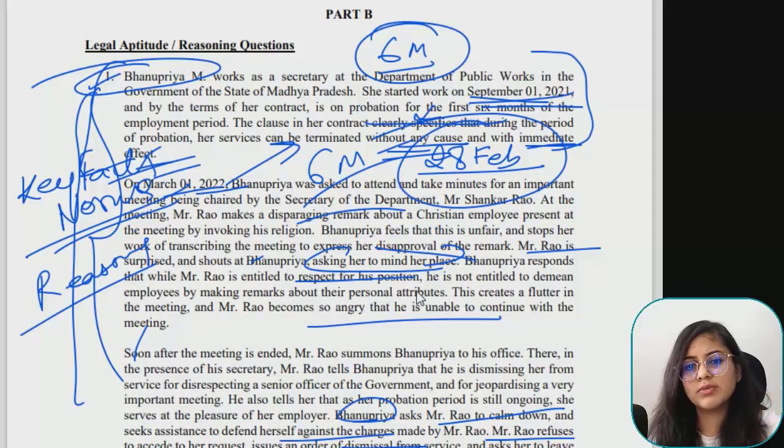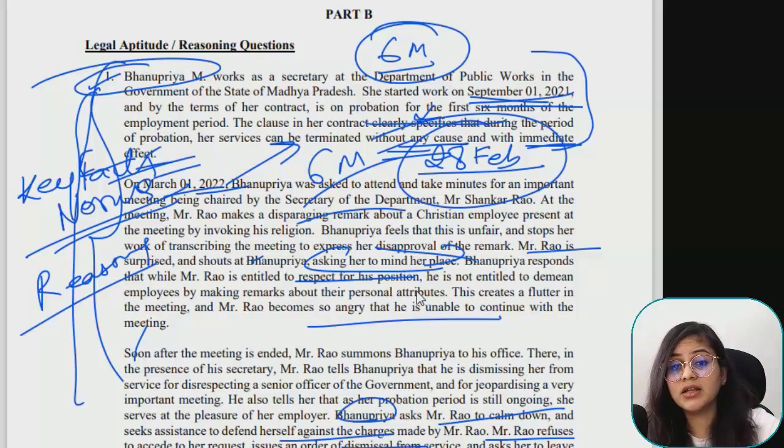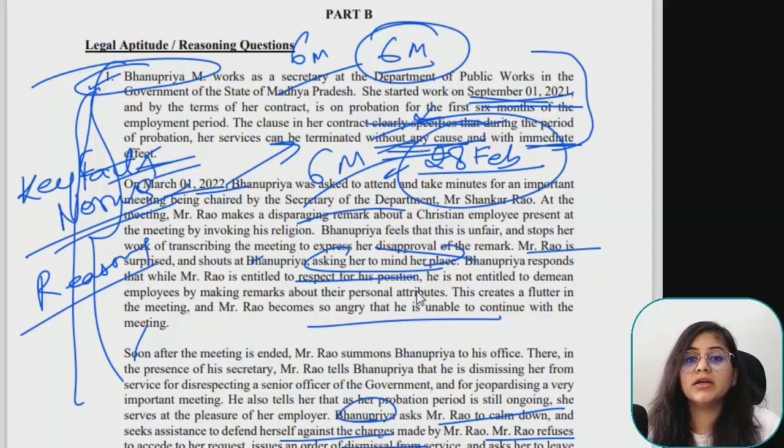What can be the arguments from Mr. Rao? He can say that if the contract says that it is for 6 months, even if you say that the probation period is over, during the probation period you can remove the person without any cause. Here Mr. Rao has a cause: her behavior caused embarrassment to him during the meeting and the meeting could not be continued, and that is why he has issued this dismissal order.